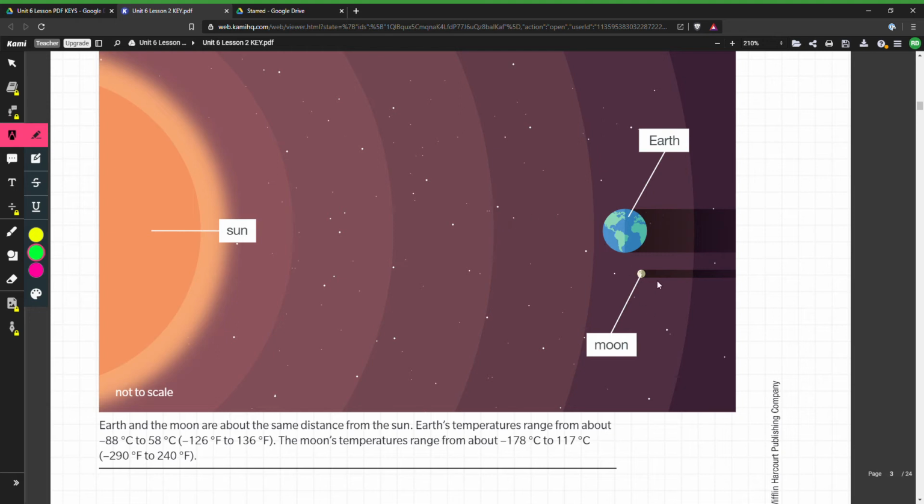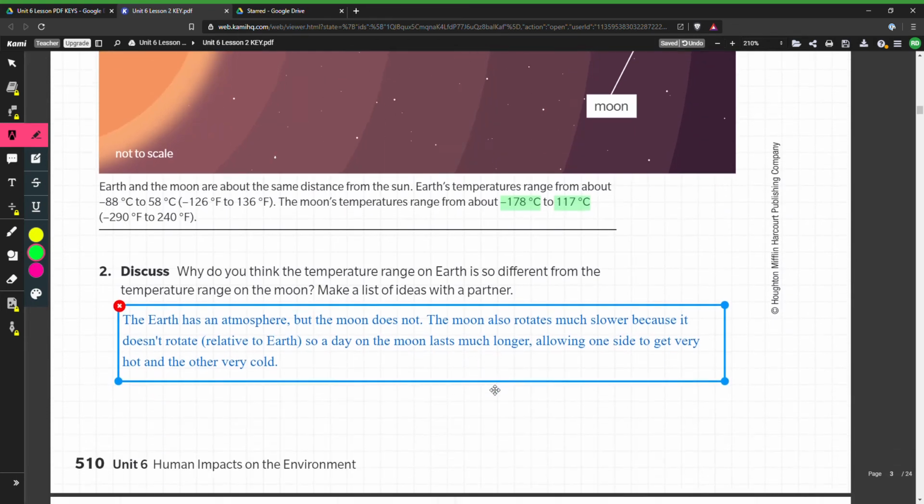But the point is that the moon and the Earth are the same distance. So the moon is from negative 178 degrees Celsius to 117 degrees Celsius. It says that right here. That's the moon, whereas the Earth is negative 88 to 58. So the moon gets much colder, and it also gets much warmer. What's up with that? Make a list of ideas.